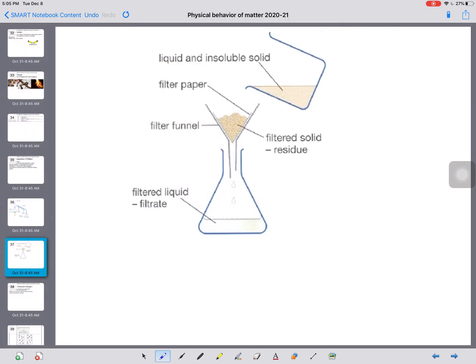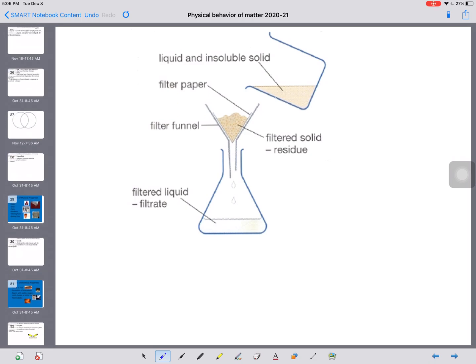So let's say you have this mixture of insoluble solid, meaning the sand that does not dissolve in water, and you would set up this little filter paper with the water. The water would drip through, but because the sand particles are too big, it does not go through the filter paper. So that's one way you could separate that, okay?